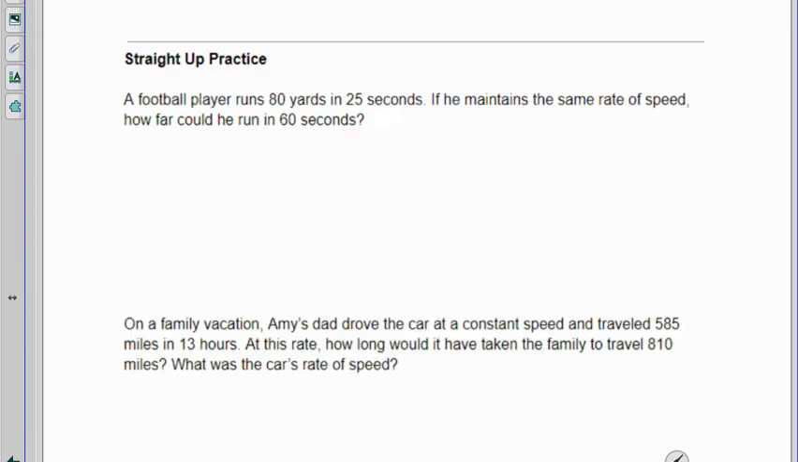Here's some straight up practice. We got a football player running 80 yards in 25 seconds. If he maintains that same rate of speed, how far would he go in 60 seconds? And then on vacation, Amy's dad drove the car at a constant speed and traveled 585 miles in 13 hours. At this rate, how long would it take them to go 810 miles? That's quite a trip. And what is the car's rate of speed in miles per hour?